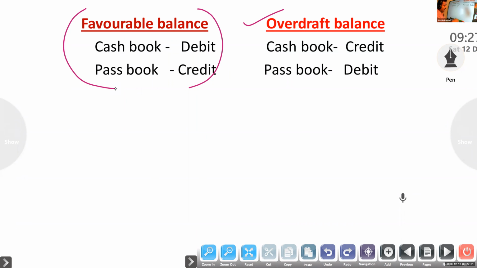Now we have the unfavorable balance. So there is overdraft balance. You have to write overdraft balance. Below you write: if it is cash book credit balance, passbook debit balance, that means overdraft balance.